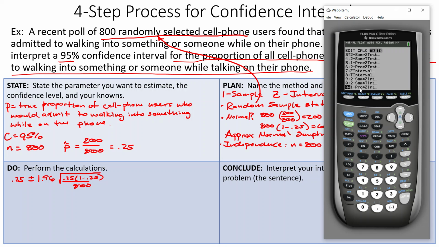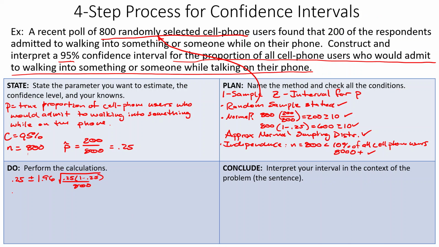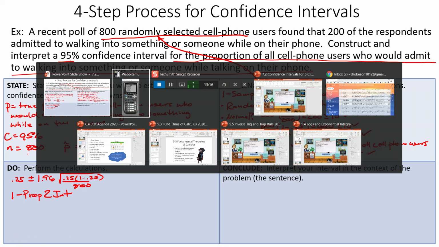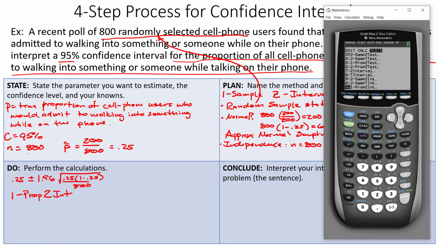And there it is, one proportion z interval. So one prop z interval is what we're doing. I'll write that down: one prop z int. Do not write that for the test name. The AP exam does not accept that for a test name, but if you want to write it in the do section to say what you're doing, that's okay.